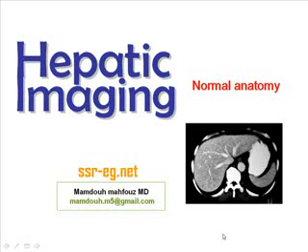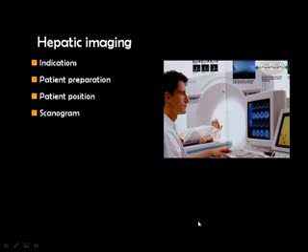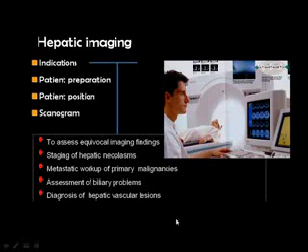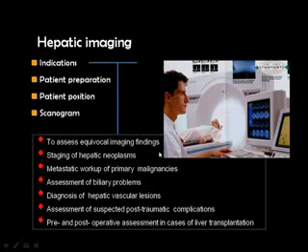By the imaging of the normal liver, and as you all know, starting to image the liver, we should know what are the indications for imaging, how can we prepare the patient, how can we examine, then how can we interpret the images. These are, in my opinion, some of the most relevant clinical indications for which we examine the liver, either by ultrasound or by CT.